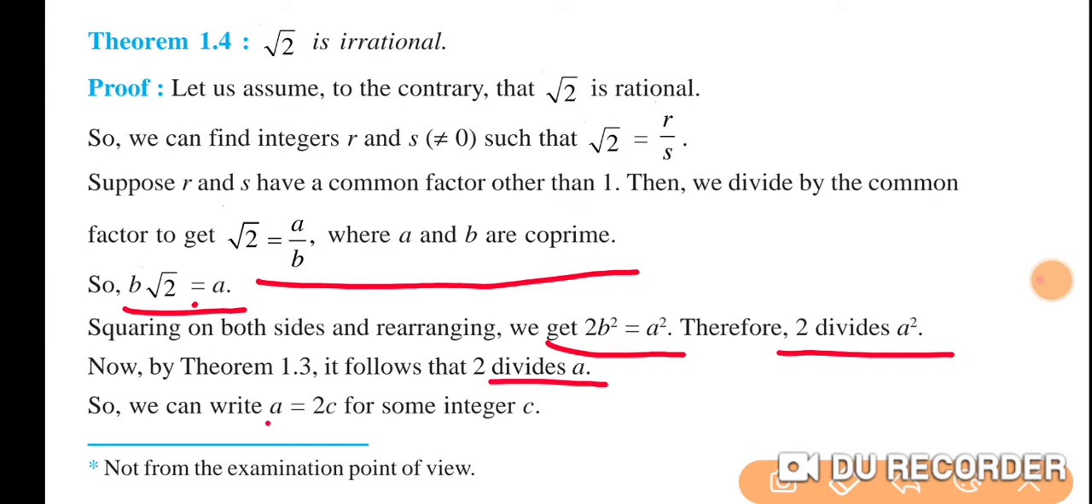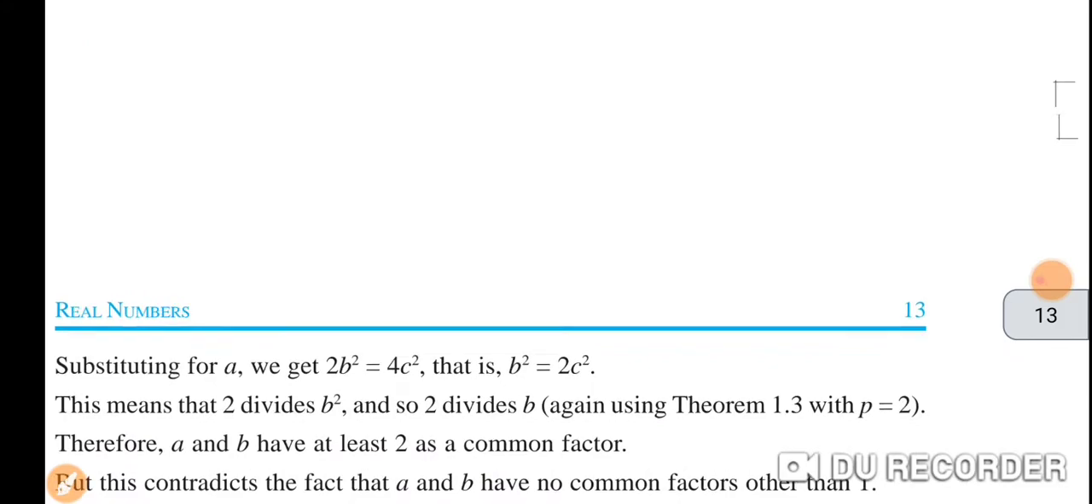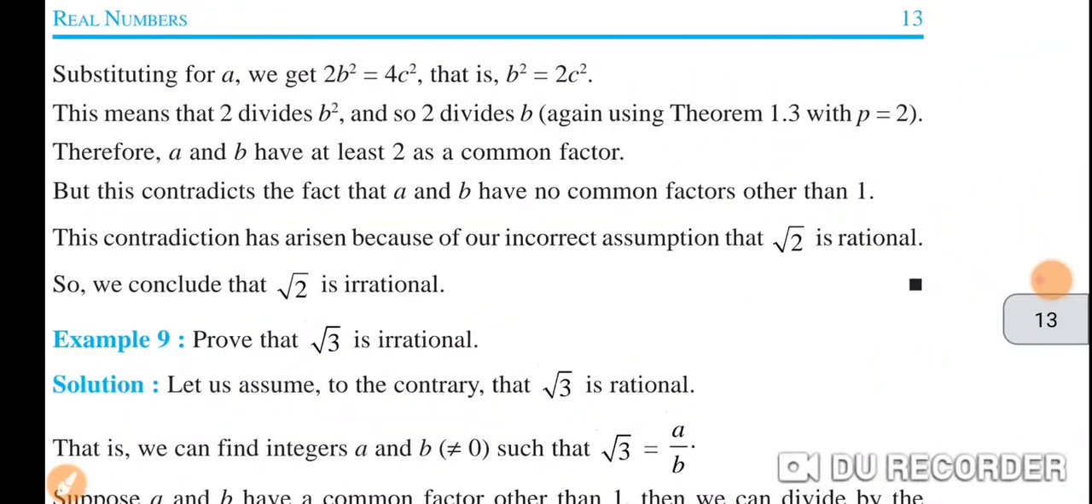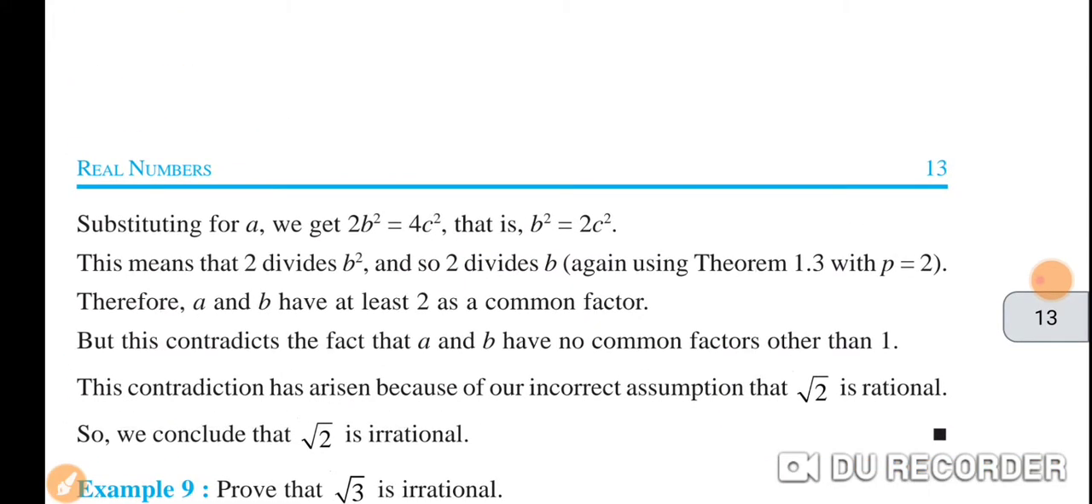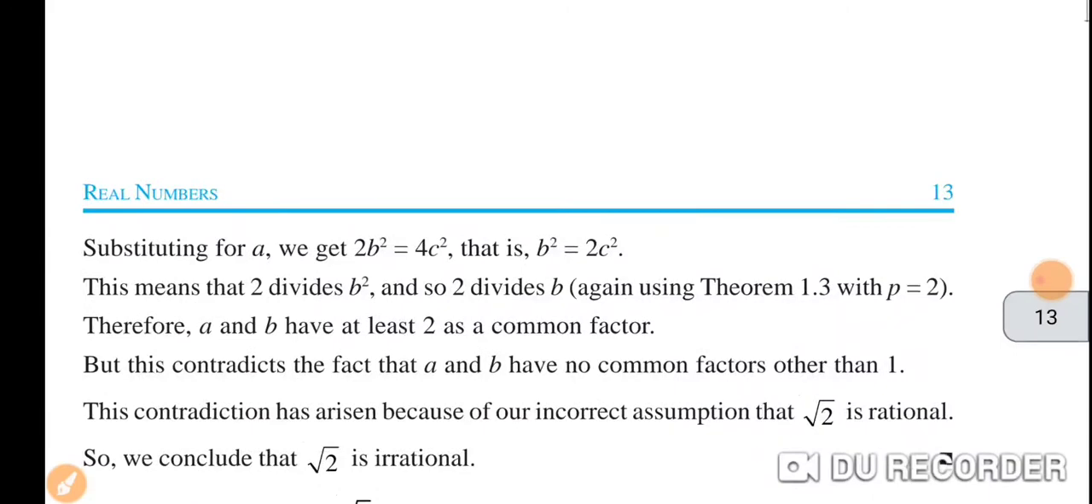Now you assume that A is equal to 2C for some integer C. A value is not only 2B square; it can be any other value also, because we don't know what A and B actually are. They are simply integers. So here we assume A equals 2C, where C is also an integer. How will you continue further? When you say A is 2C, you substitute this value. Earlier you said, what did you say earlier?